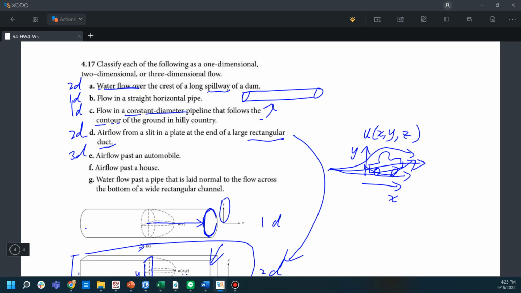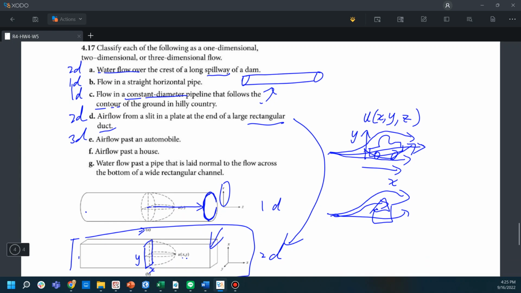three-dimensional. And similar for the F, we have a house here, and we have airflow past the house. It will go on the side, and go on the other side. So the velocity also depends on x, y, and z, because you can see that the air expands as it moves along the z-axis. This is also 3D.